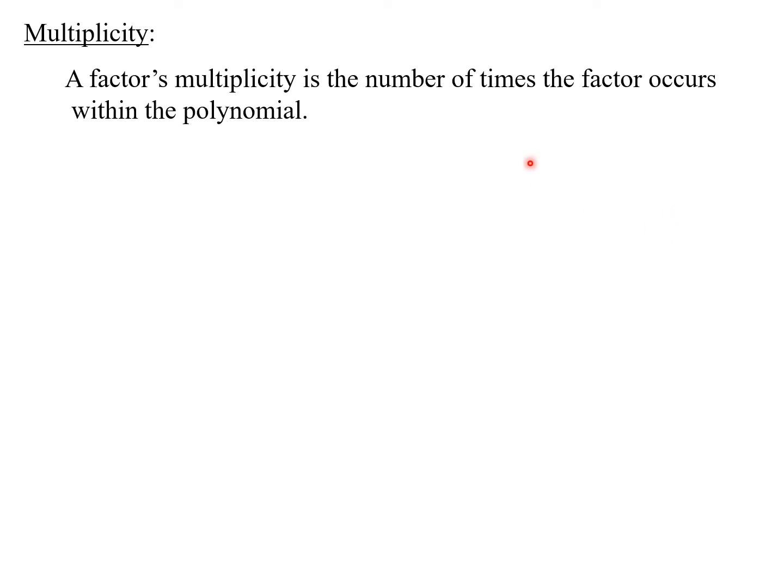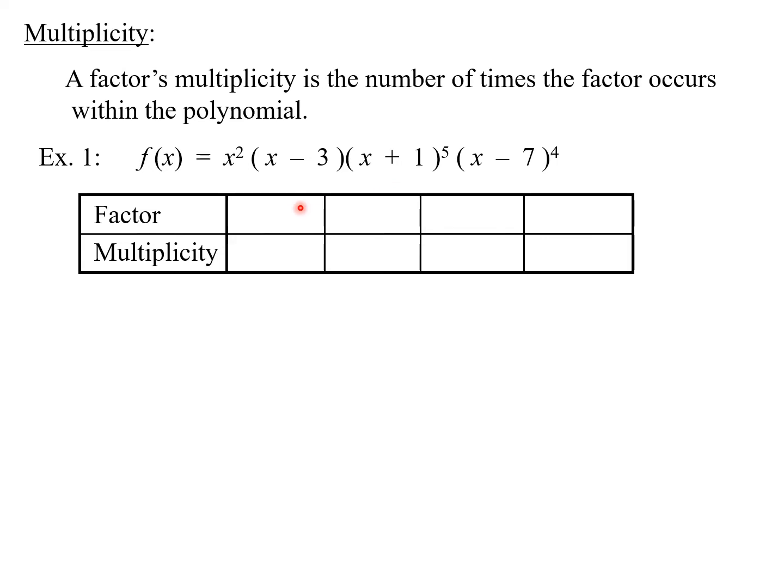Now, multiplicity. A factor's multiplicity is the number of times the factor occurs within the polynomial. For example, if we have this function, and I make a little table here of the factor and its multiplicity, the factors in here are 0, 3, -1, and +7, or the roots, or the zeros. You can call these any of those things. So the factors 0, 3, -1, and +7, those are the factors, or the roots, and their multiplicity is the number of times the factor occurs.